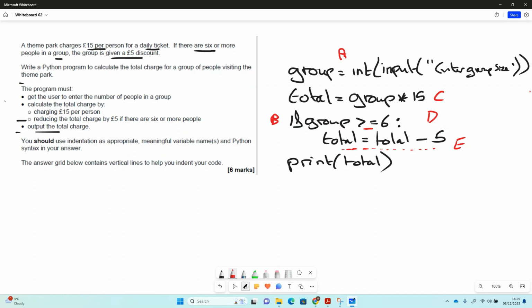So outputting in the correct place we get here. So it's important to note we've got the indent there. So that indent is important. So this print statement is not inside the if, it's outside it. So we're going to print the total whether we've done the thing in the if statement or not. So that's 6 marks for a relatively straightforward one.